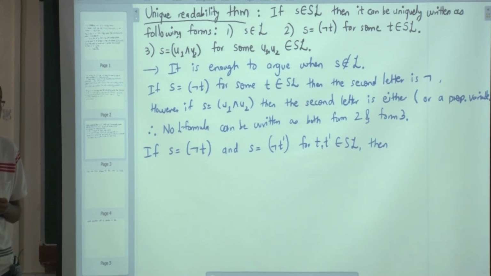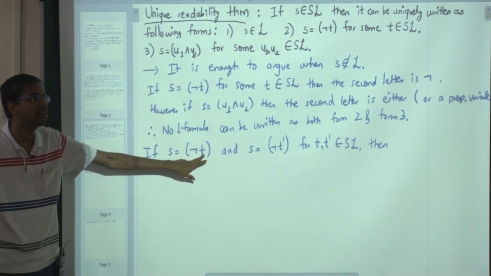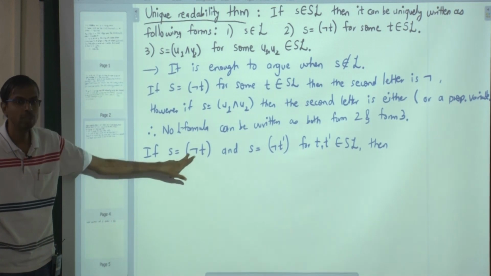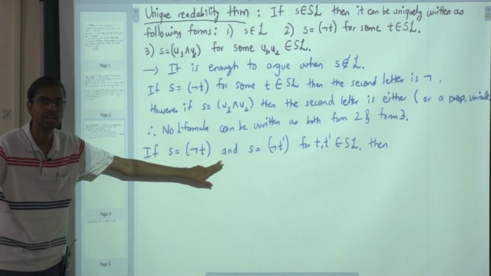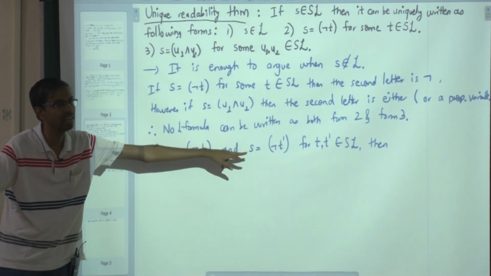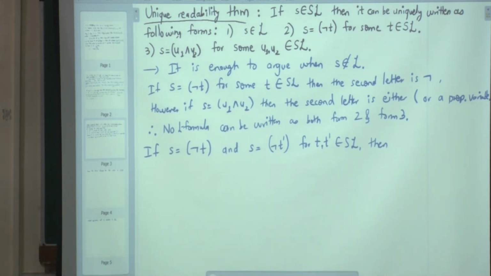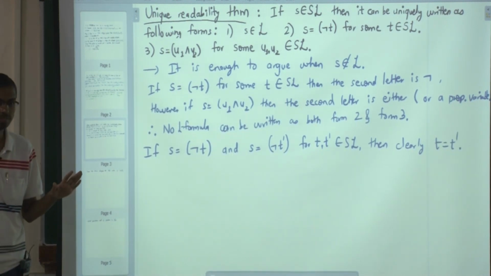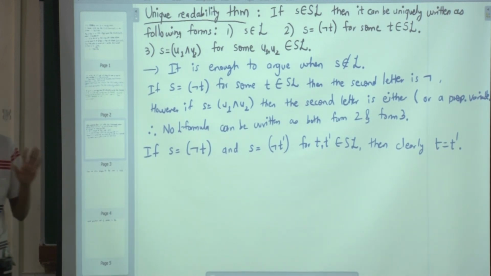Logically equivalent? No, not logically equivalent. There is no logical equivalence here yet. We are talking about plain syntax. See, how do you recover T from this S? You remove the first two and you remove the last letter. Then you can obtain T. Similarly, if you remove the first two and last letter, then you can obtain T prime. Then clearly T is equal to T prime. So there is no question whatsoever. Okay, so therefore there is no problem here.